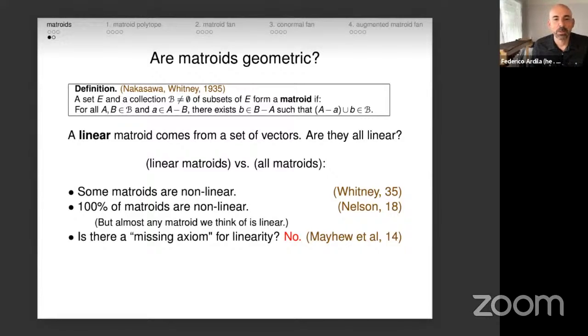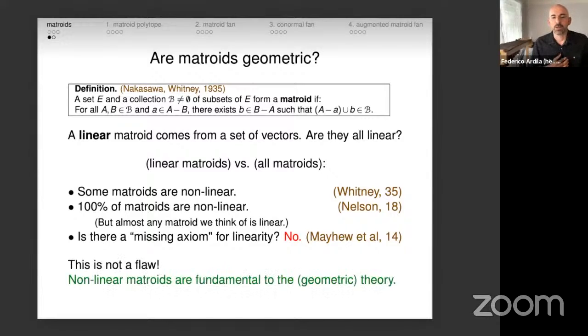It's a beautiful paper. Now, with time, though, we have learned that this is really not a flaw of matroid theory. People wanted to fix this, but we've learned that this is not something to fix. In fact, nonlinear matroids are really fundamental, and we should really embrace them if we want the full geometry of the theory. And that's what I hope to convince you of today. Okay.